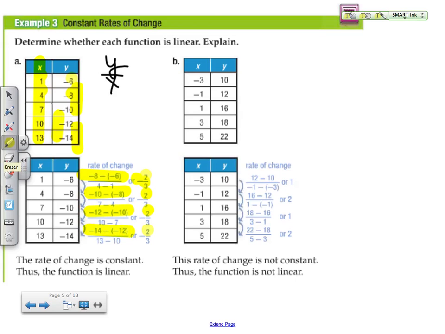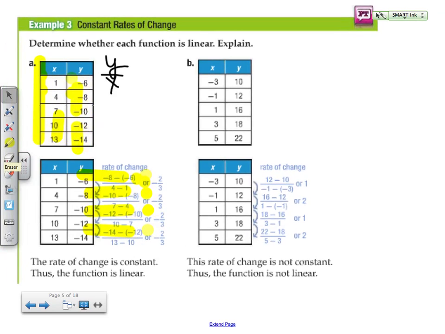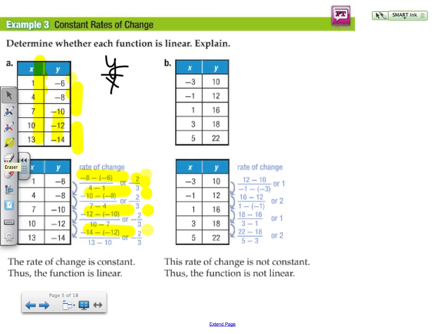And the rate of change of the x values, which are down here. The x values, which are down below, you can see are always 3.